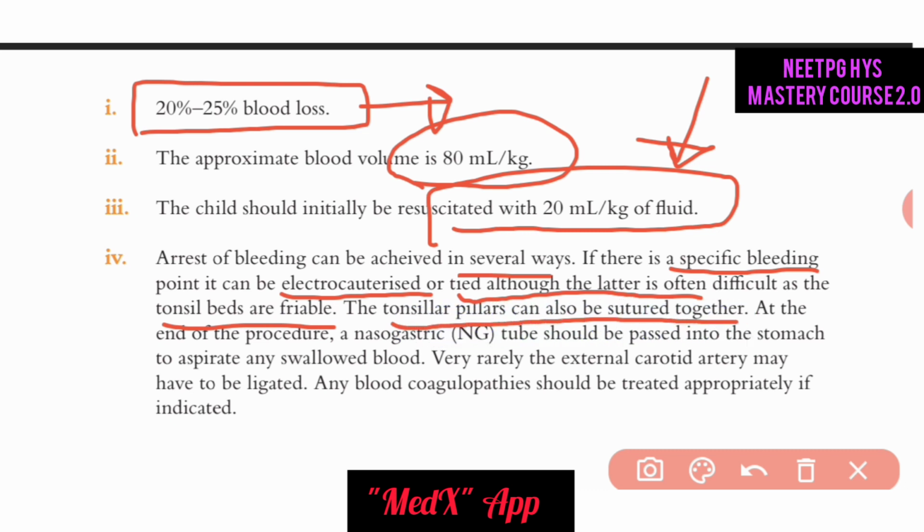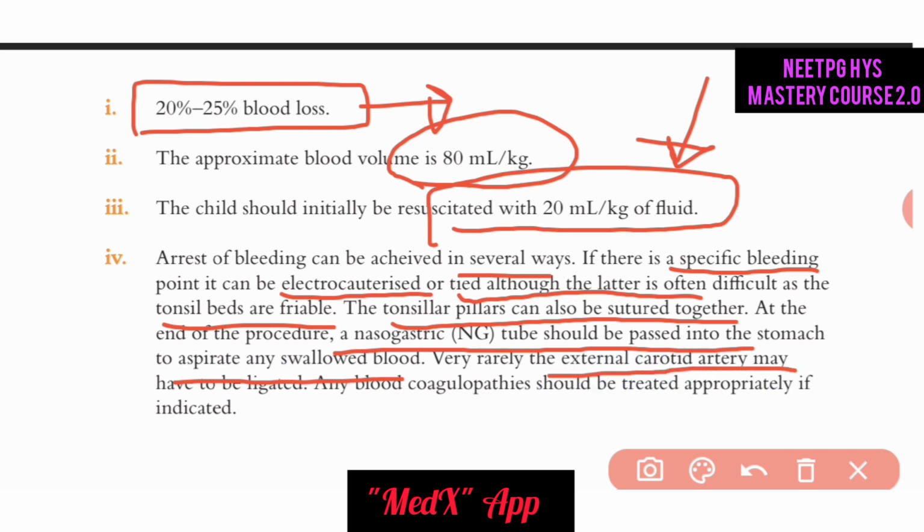What it will do is close the bleeding point when you tie both the anterior and posterior pillars. And at the end you have to insert a nasogastric tube. This is equally and very important so as to prevent any aspiration and other things. So you should place the nasogastric tube, and very rarely, if things don't work by all the methods like this, you have to ligate the external carotid artery.